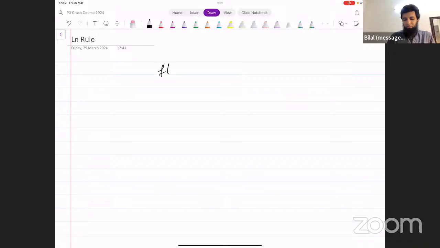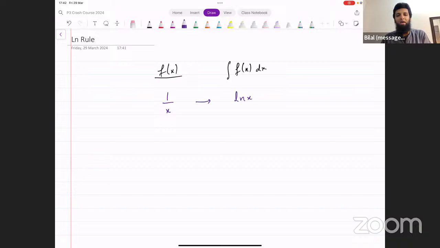First of all, you will see something like this in the formula sheet. If you have 1 over x, what's the integral of that? That is ln of x. Remember, the derivative of ln x was 1 over x. So what's the integral of 1 over x? It's ln x, all right? So that's how you can do integration.